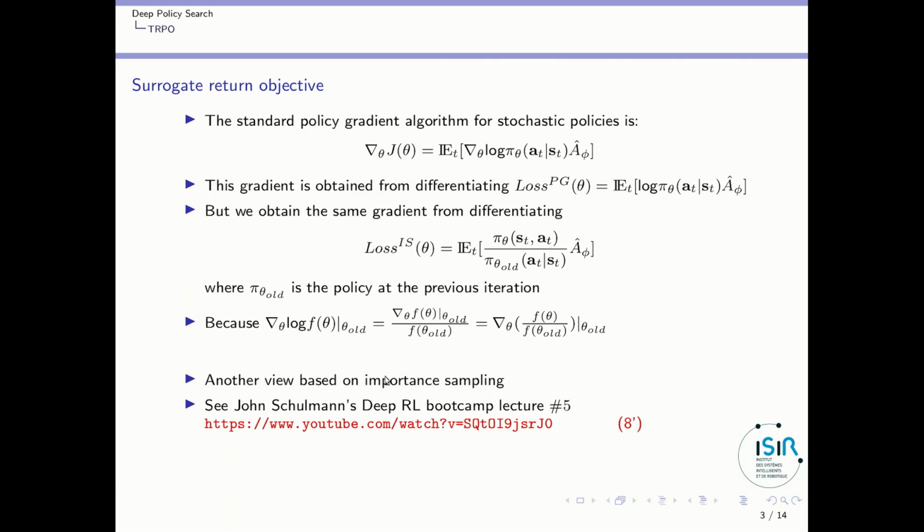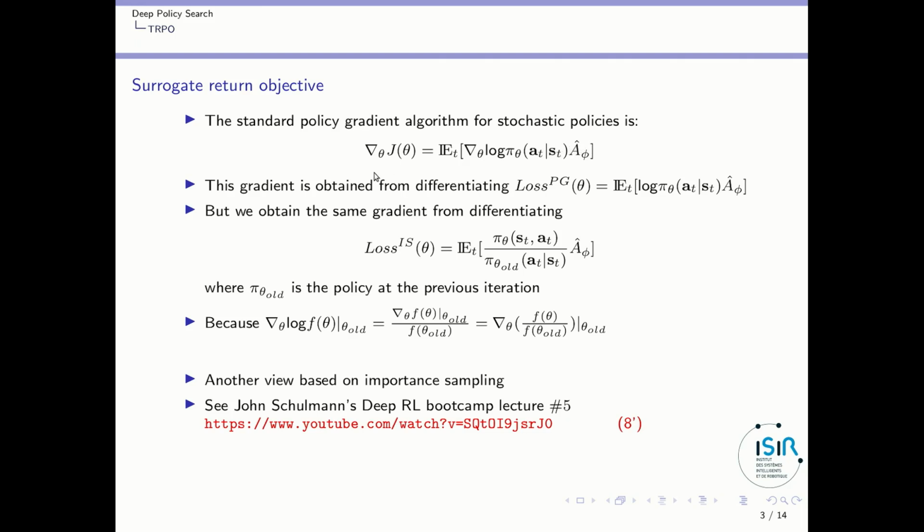First, I have to explain to you the surrogate return objective idea. So if you followed my previous class about policy gradient algorithms, you know that the standard policy gradient for stochastic policies is noted this way. That's an expectation of the derivative of the log probability of taking an action given a state times the advantage function. Okay, the idea is that if the advantage is positive, you will reinforce the probability to perform that particular action in that state. And if the advantage is negative, then you will decrease this probability. So you will move towards making the best actions everywhere.